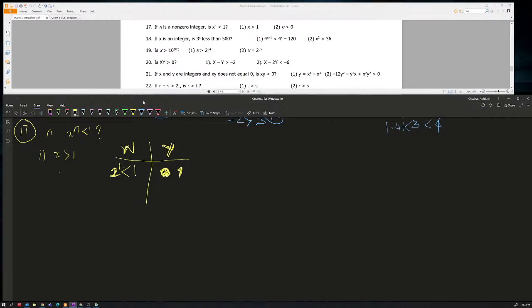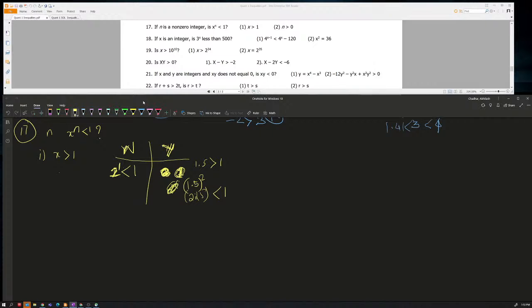Okay, so can I get a yes answer? I cannot take x equal to 1, but I can take x equal to some smaller value like 1.5, right? And I can take the square of 1.5, which is 2.25, which will be again greater than 1. So x is greater than 1, and x power n is not less than 1. This is again a no answer.